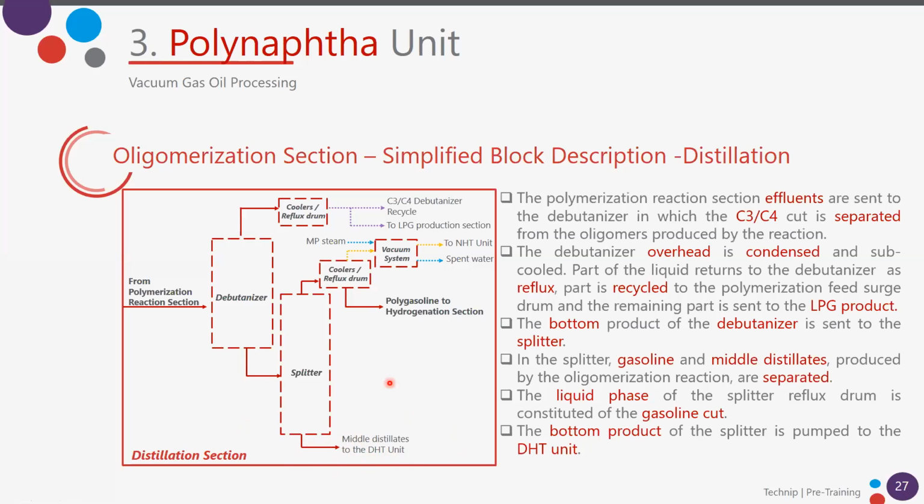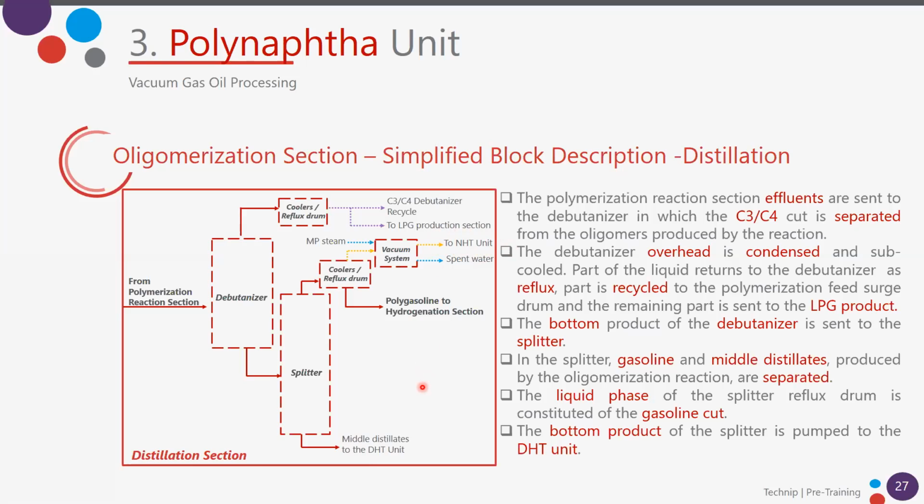So the idea in this section is first to separate the C3, C4 stream, and then to split the bottom of the debutanizer into our polygasoline, that is our product, and we'll also have some middle distillate. We'll have some lighter components that we will use in this unit as a fuel for the furnace that we have in this naphtha hydrotreating unit.